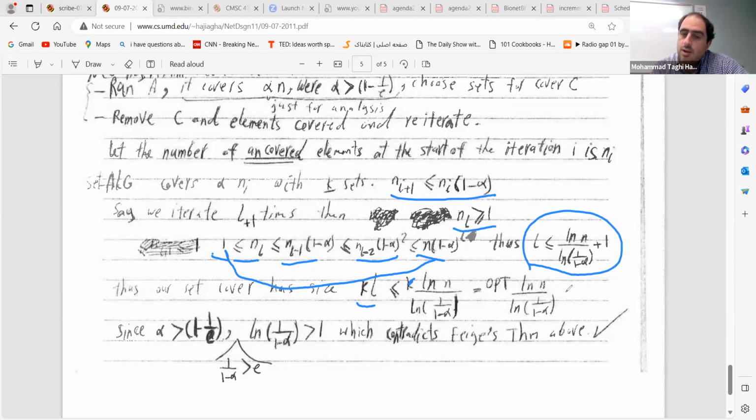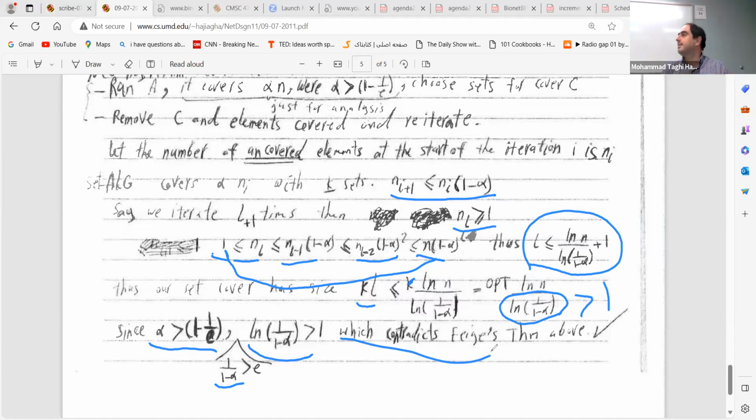Good. So the number of sets that I will find would be opt over Ln of N over this. Now, I assume that alpha is greater than 1 minus 1 over E. It means that 1 over 1 minus alpha is greater than E. It means that Ln of these things is greater than 1. So this denominator is greater than 1. So I could get a better algorithm, which is a contradiction to Feige's theorem.